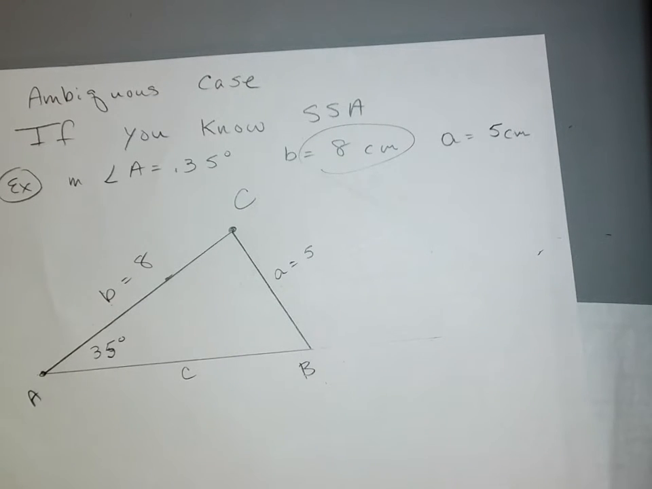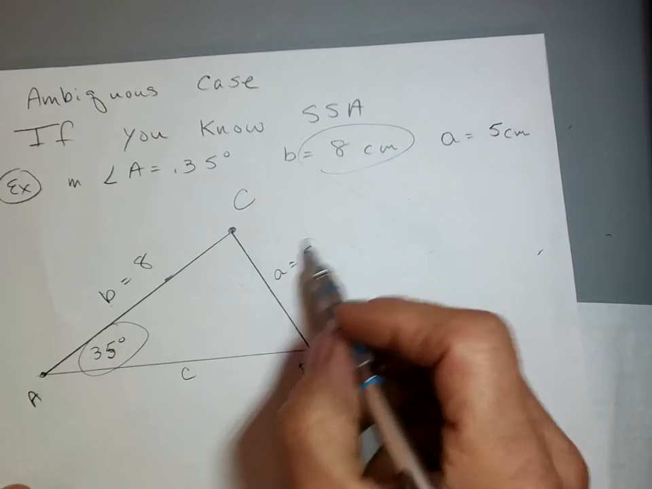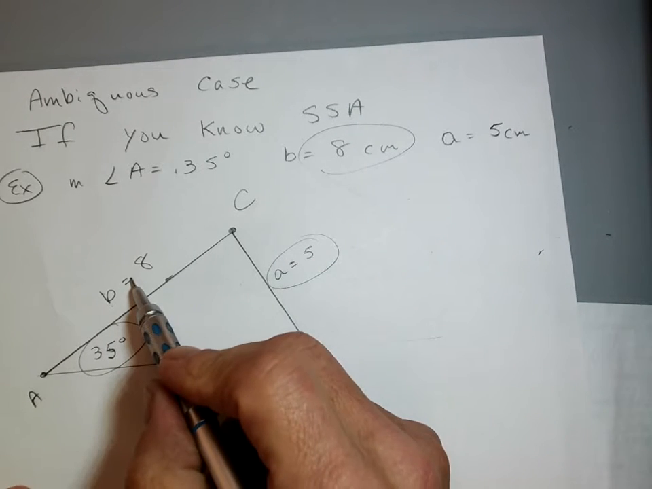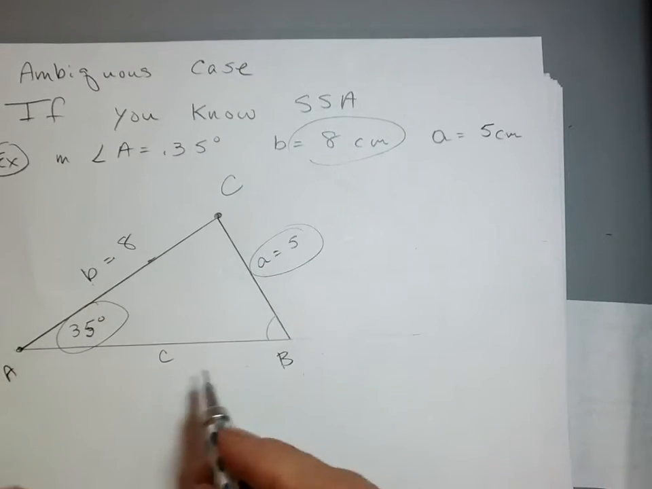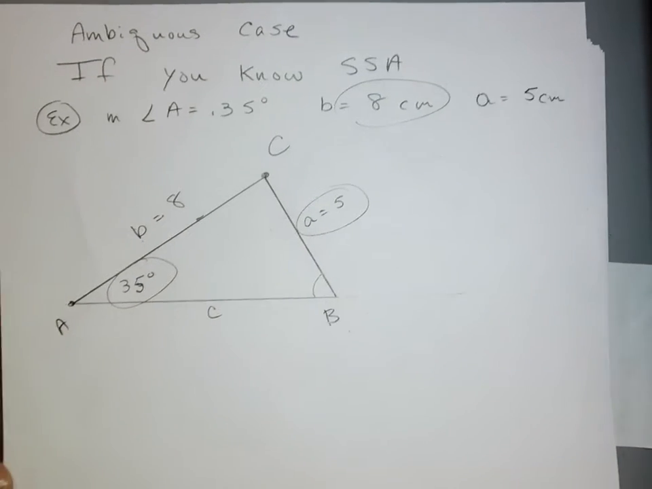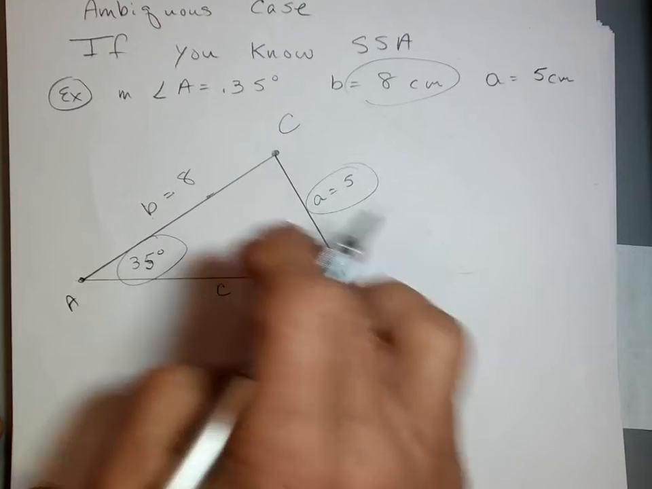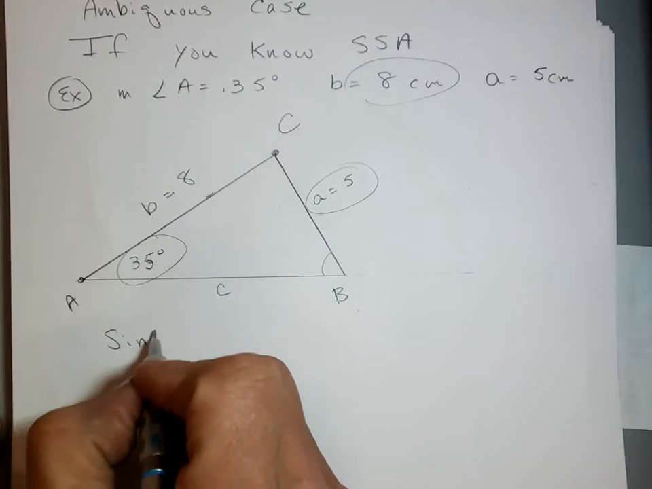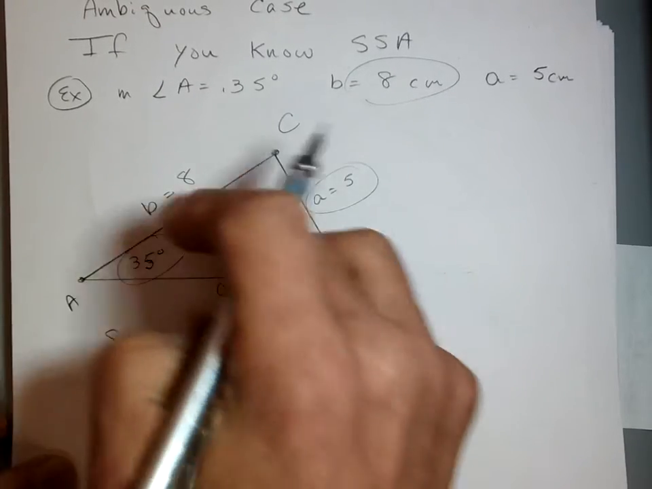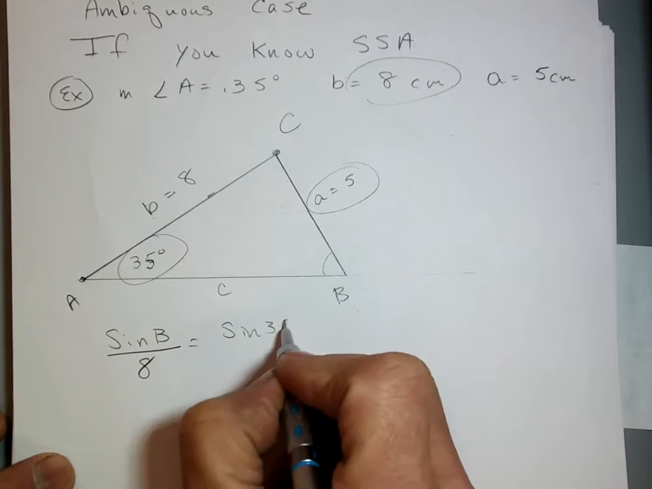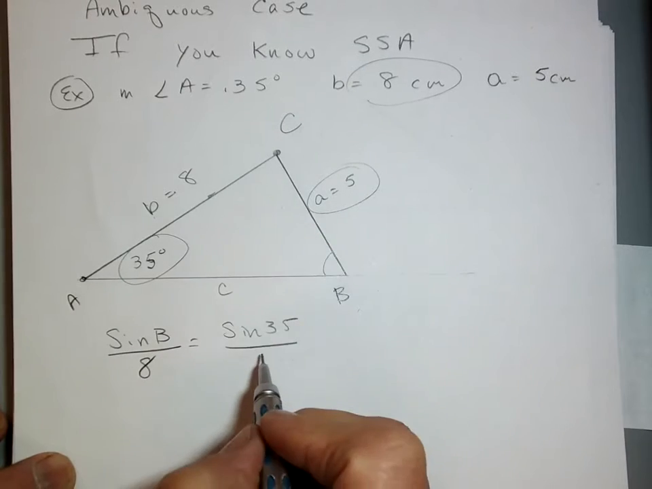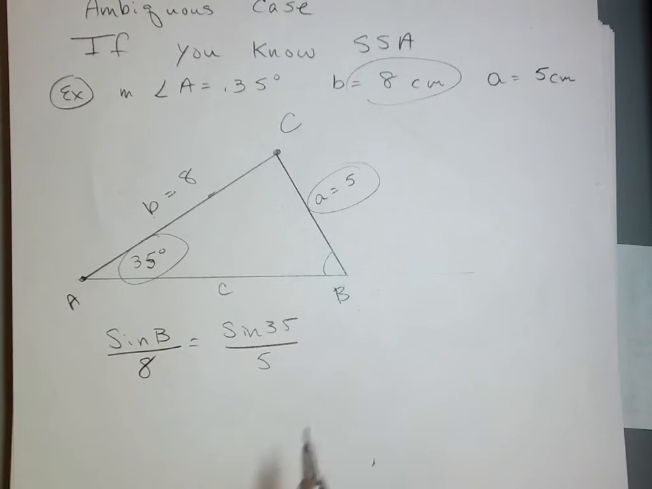So I'm looking for my opposites. Opposite, opposite. I have the side B, which is 8, so I should be able to find angle B first. So let's find angle B. Okay, sine, opposite, opposite. I'm going to go sine of B. Sine of an angle over its opposite side equals sine of 35 over its opposite side, which is 5. Okay, I'm going to cross multiply.